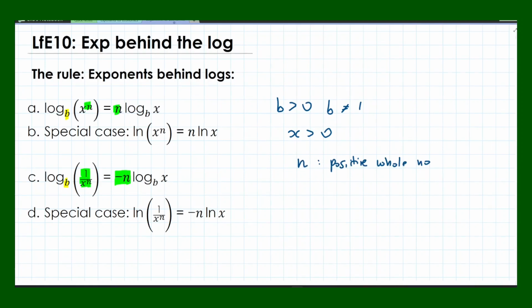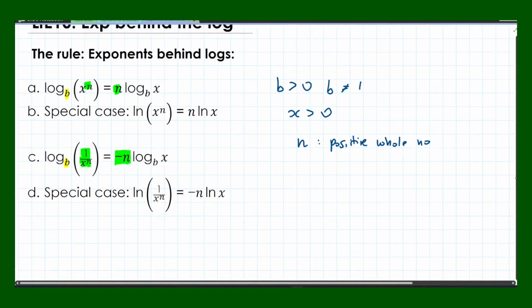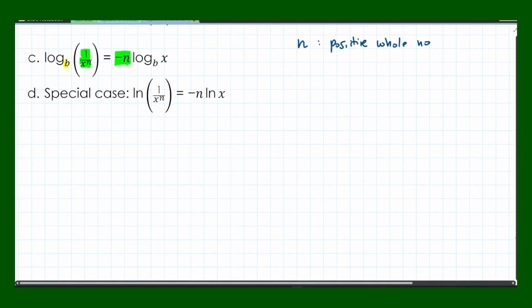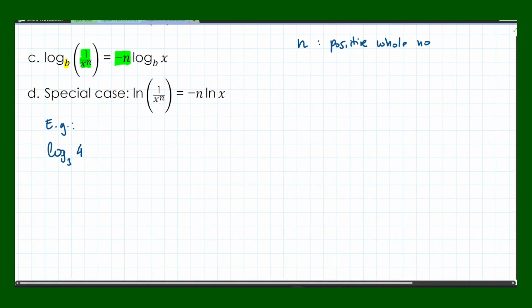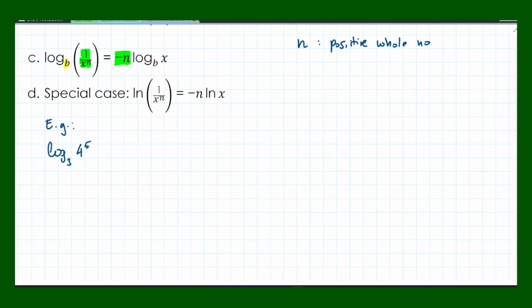Okay, so let's make some more space and have a look at some examples and see whether this actually holds. So we need to see whether log base 3 of 4 to the 5 is going to be equal to 5 times log base 3 of 4.